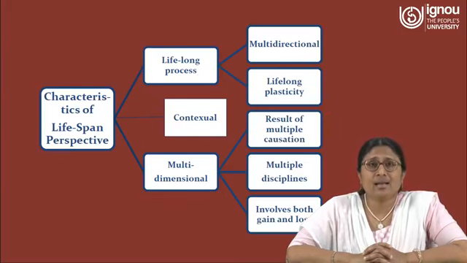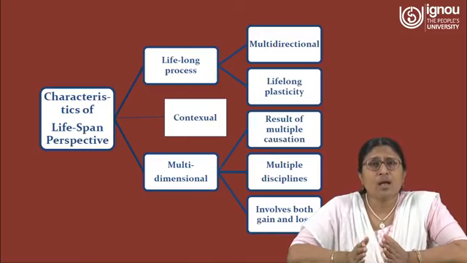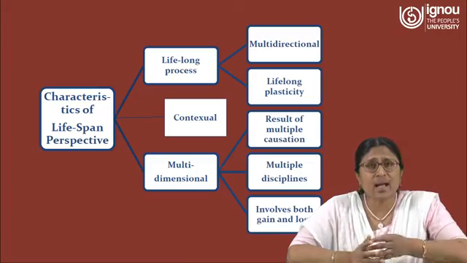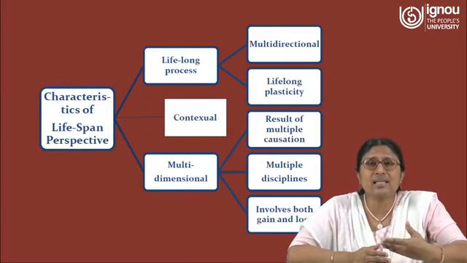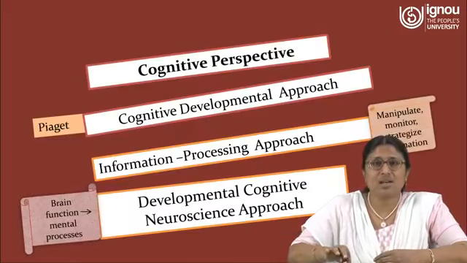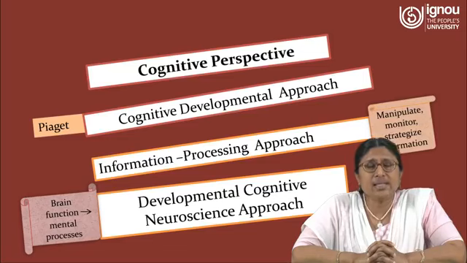And lastly, the last characteristic of the lifespan perspective is that it involves both gains and losses. We can see these gains and losses occurring. For example, when a child acquires language development, he or she loses the ability to make the babble sounds which he or she made during the infant stage. So this is what happens in the lifespan perspective. Next, we are going to discuss the cognitive perspective.